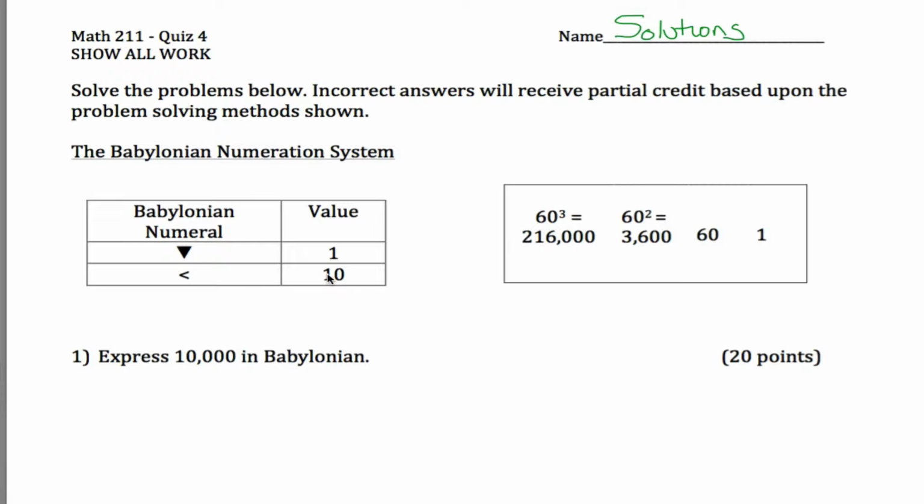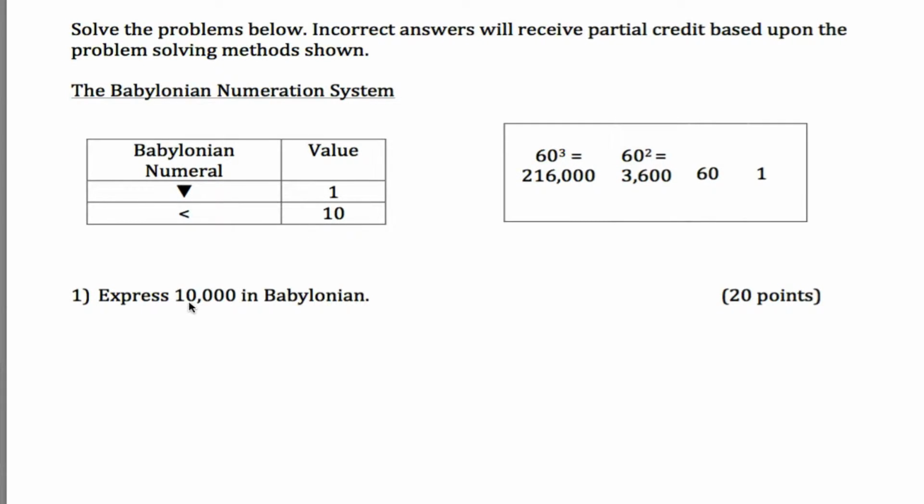Babylonian. So what you need to know is that in Babylonian, they had two different symbols, this for 1, this for 10, and they had this placeholder idea. So instead of ones, tens, hundreds, and thousands like we have, they had ones, 60s, 3,600s, and 216,000s.